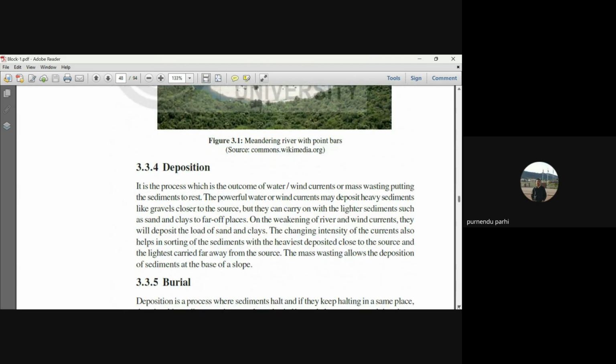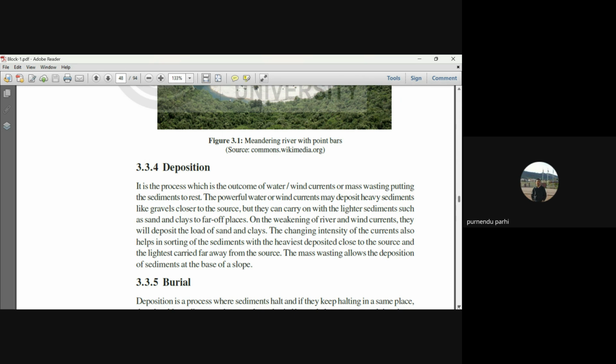Then deposition. It is the process which is the outcome of water, wind current, or mass wasting putting the sediments to rest. The powerful water or wind current may deposit heavy sediments like gravels closer to the source, but they can carry on the lighter sediments such as sand and clay to far off places. On the weakening of river and wind currents, they will deposit the load of sand and clay.